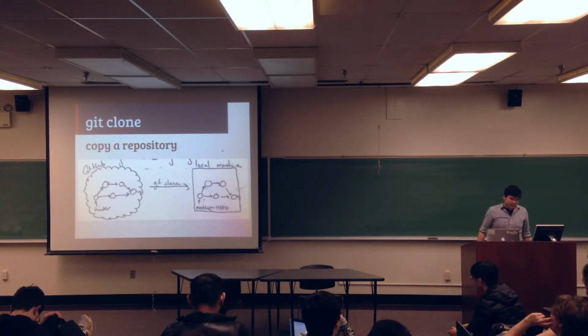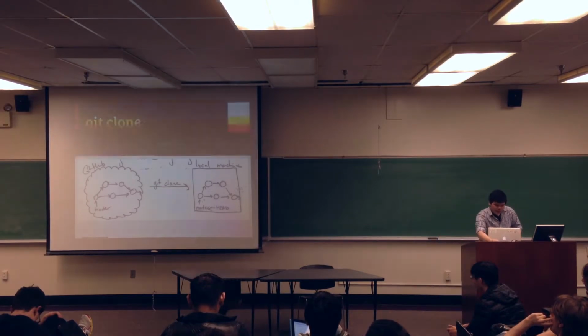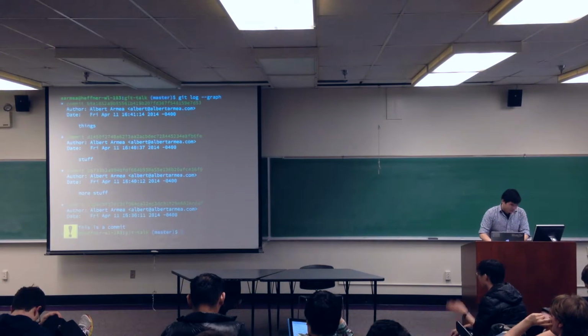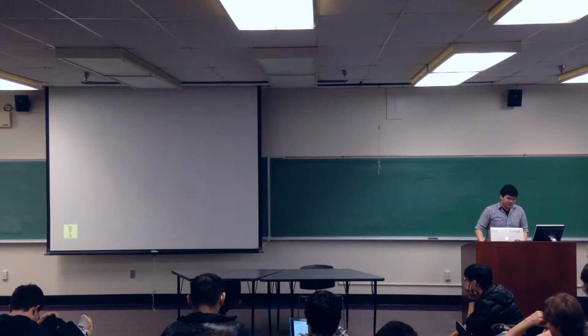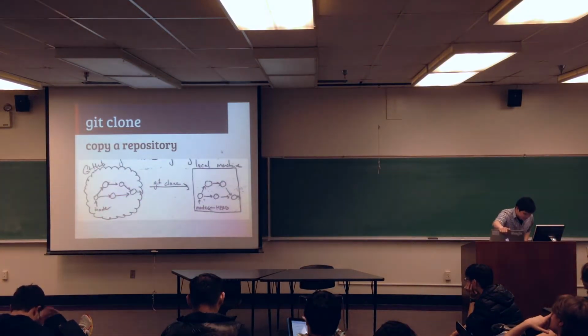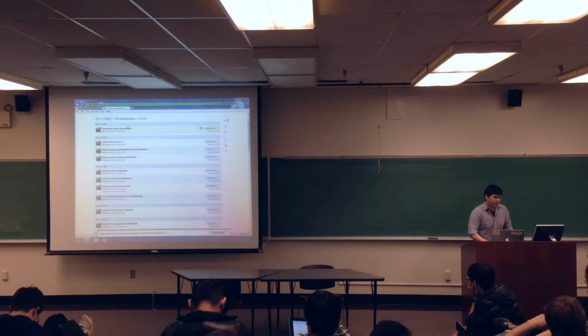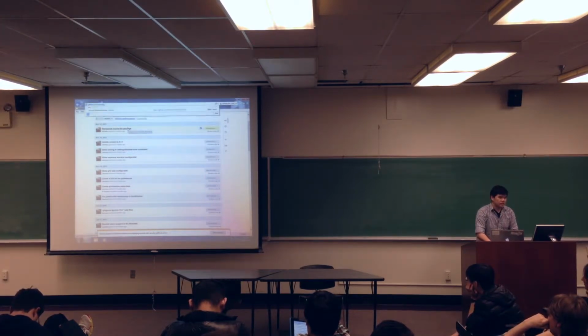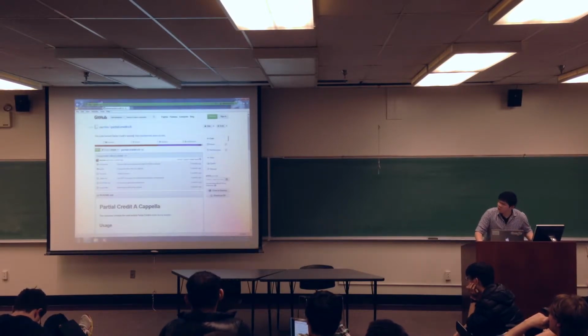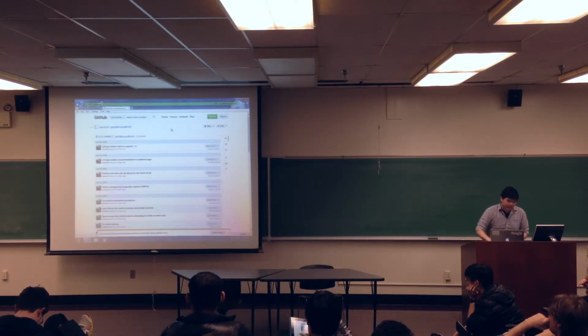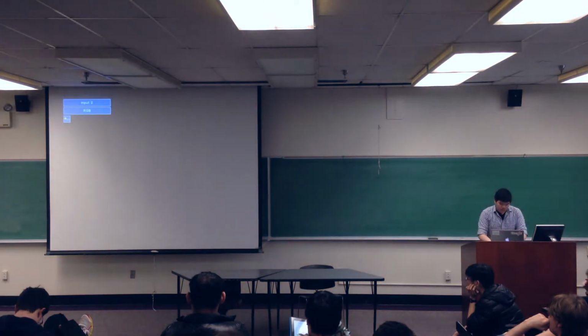So git clone literally copies a repository. So I'm going to go ahead and copy a repository. Actually, with the Linux kernel, just for demonstration, to show that I'm copying a real repository. So I have this repository, and it has a history again. I'm going to go ahead and clone this into a new directory.